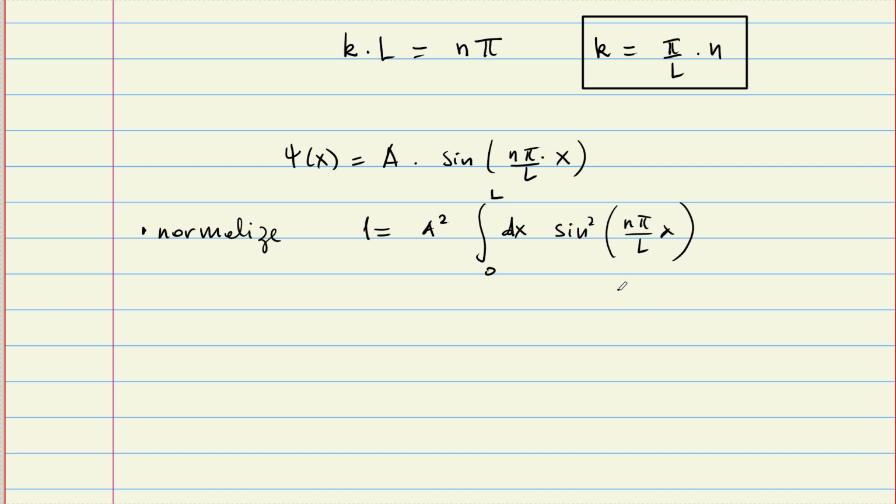How many people know how to take the integral of sine square? It is not hard. You just need to use cosine square x minus sine square x is equal to cosine 2x. Once you write this in terms of cosine 2x, everybody knows the integral: integral of cosine is sine, integral of sine is cosine. At the end, you can find what A is. This is an exercise I expect you to do. A is going to be the square root of 2 over L.